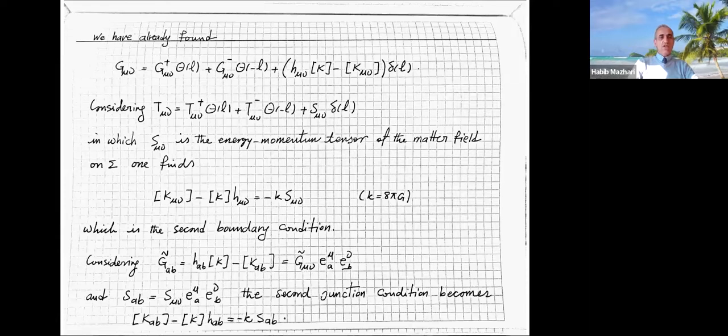But the only continuous quantities, let's say, are the bulk metric tensor, and also the first fundamental form of the surface, and also N mu and the tangent vectors.